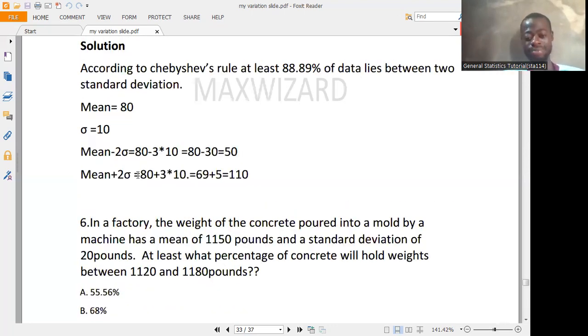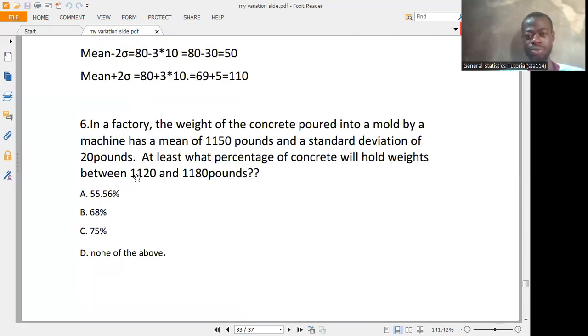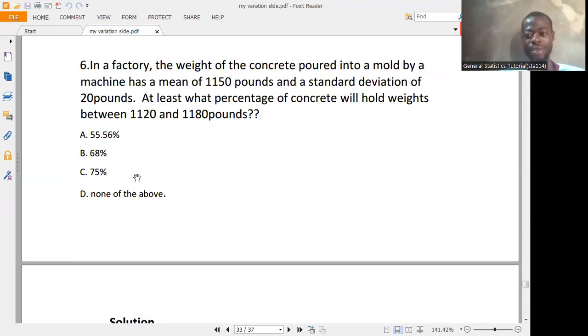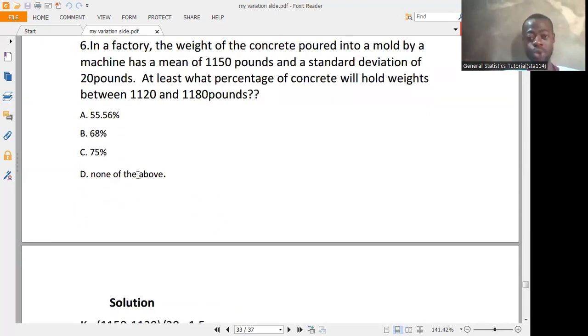So that is the correct answer. I hope you got that too. Yes, let me do this last example, which is very interesting and a little tough. Look at this question, read it well. You can pause the video. Realize you are given the mean and you are given the standard deviation.